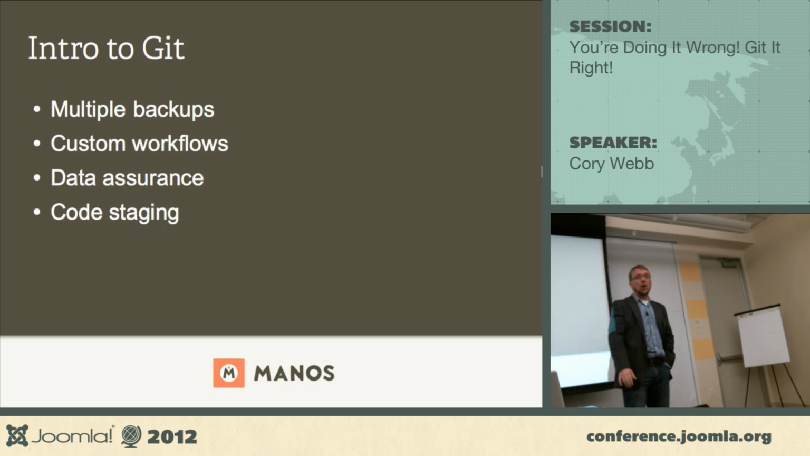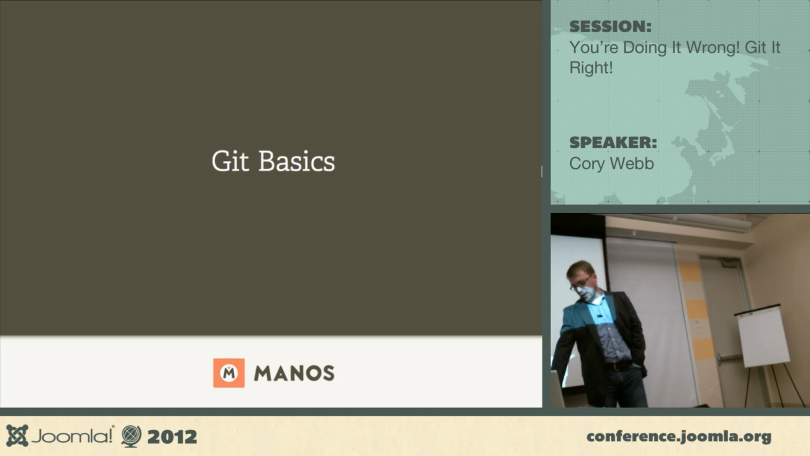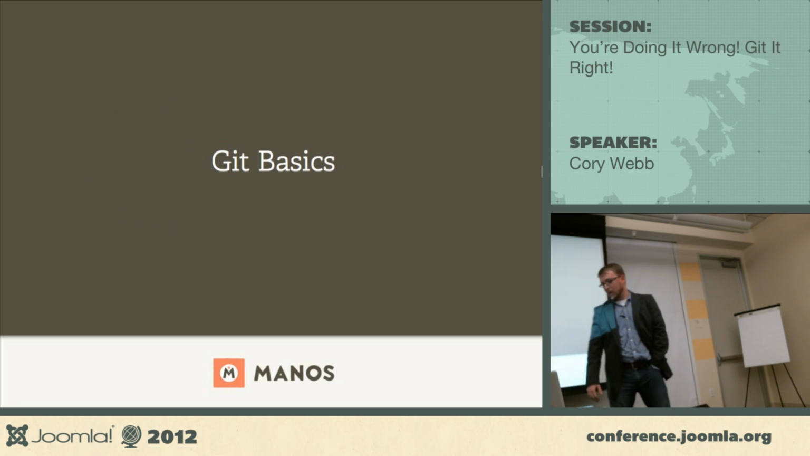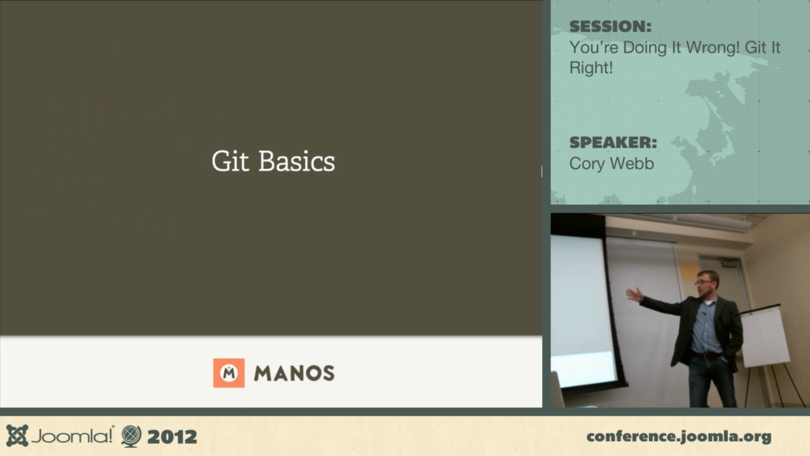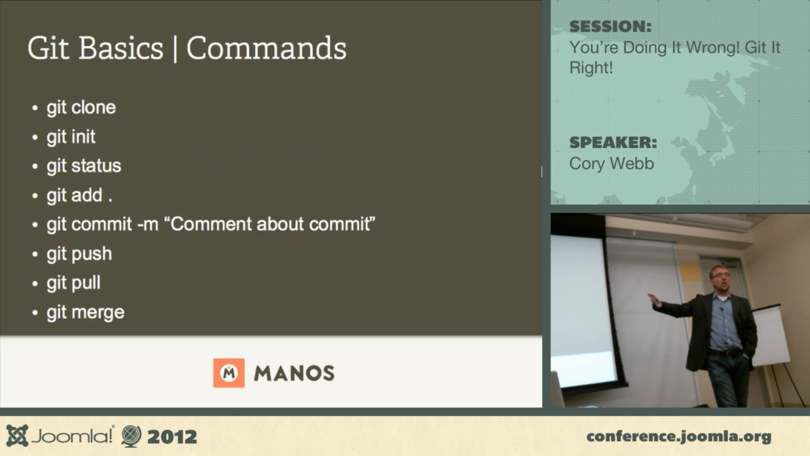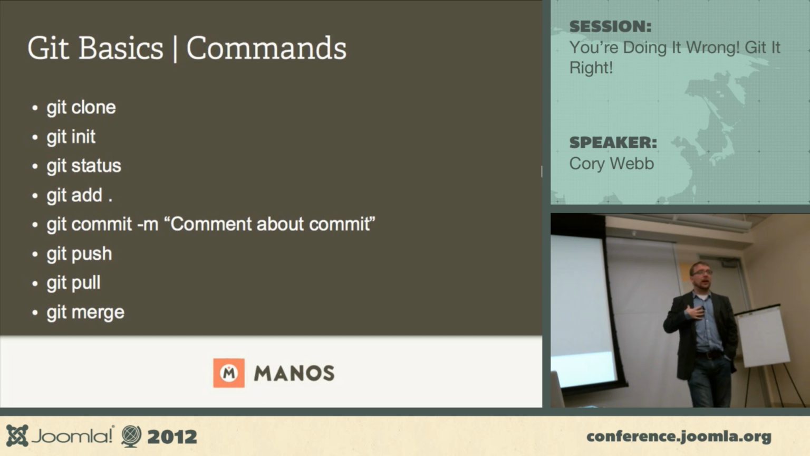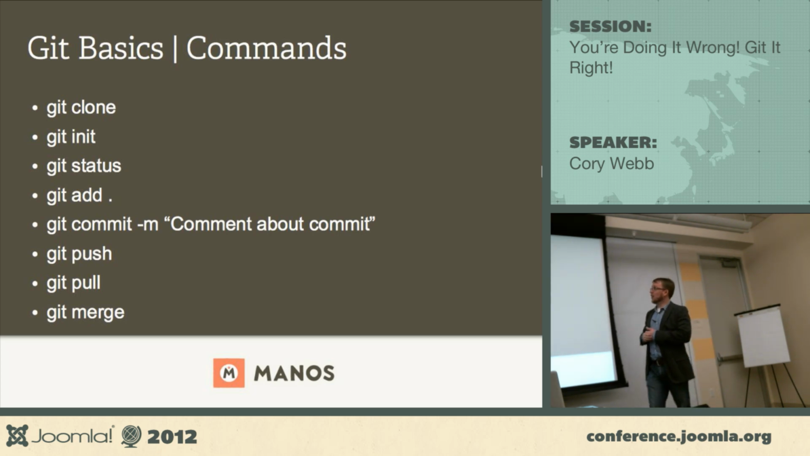So just some basics. I'm going to go over a few commands. Here's a list of just some basic commands. This is by no means an exhaustive list of commands. These are just the ones that I use on a pretty regular basis myself. You can do Git from the command line, so from a shell or from terminal on your Mac. So these are just some of the commands that you're going to use: git clone, git init, git status, git add, git commit, push, pull, merge. Okay, I'll go into a little more detail on these.